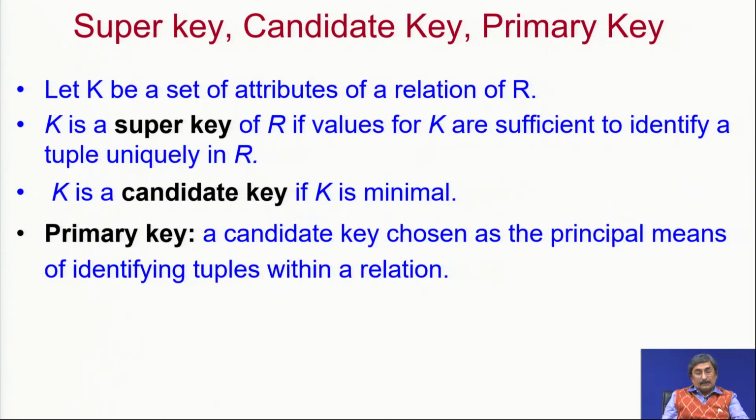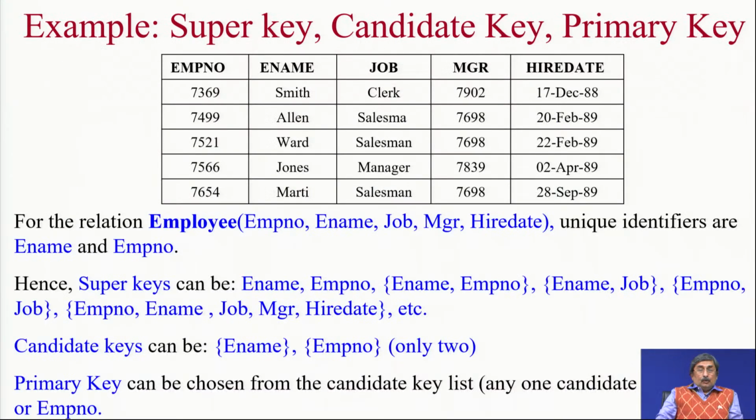Let us go to the example, it will be easier. Look at this instance of employee. What is this? Employee table, employee number is there, employee name is there, job, manager and date of hiring, these are there. Now, in this employee relation, I am told that employee name is unique in each record, in each row. I am also told that employee number is also unique in every row.